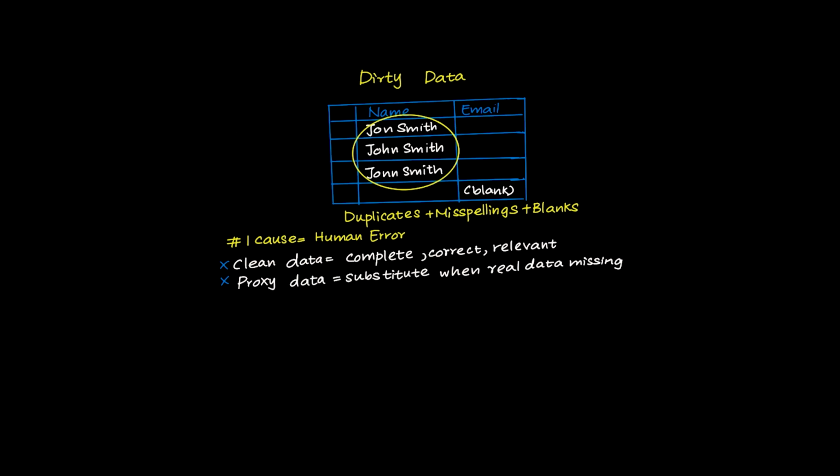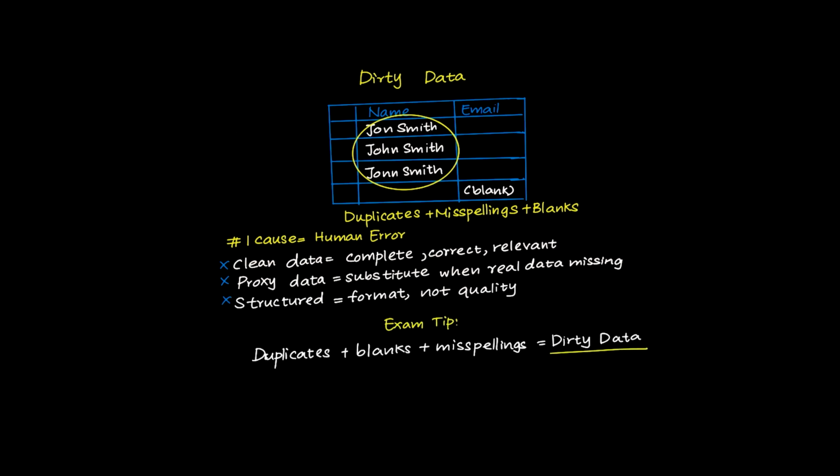Here's a WGU D467 exam tip for you. Duplicates, misspellings, blank fields, and inconsistent formatting. Any of these point straight to dirty data. Quick recall hook. Dirty data = duplicates, incomplete, incorrect.